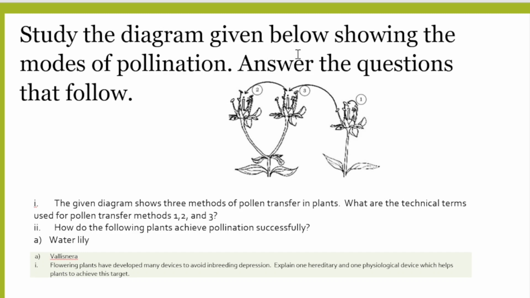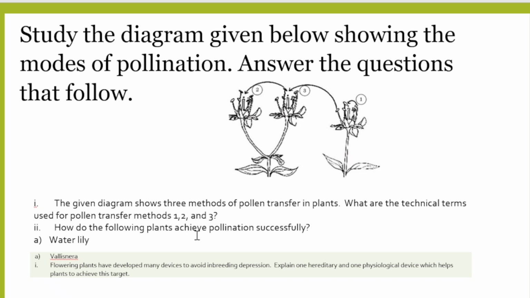Study the diagram given below showing the modes of pollination. Answer the questions. So the given diagram shows 3 methods of pollen transfer. What are the technical terms used for pollen transfer methods 1, 2 and 3? In the first one we can see that this is happening within the flower, so that is called autogamy. Second is from one flower to the other of the same plant, that is called geitonogamy. Third is between 2 flowers of 2 different plants, that is called xenogamy.